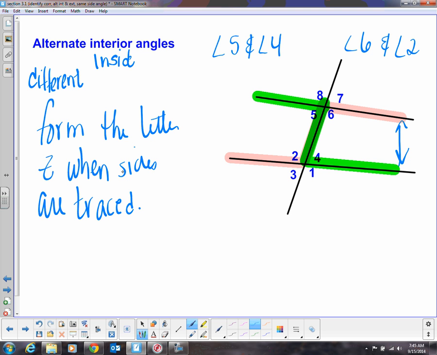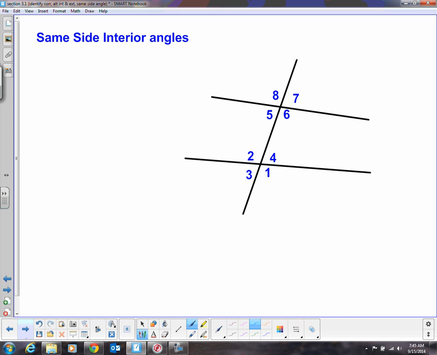Okay, your next flap. On the outside, we are going to write same side interior. That means you have to be on the same side of the transversal. Interior again means in between. So angle 5 and angle 2 are same side interior. So you need your picture on the inside of your flap. And we're going to trace the sides of 5. There's one side and there's the other side. And the sides of 2, there's one side, there's the other side. Oh my goodness, what letter did they make?